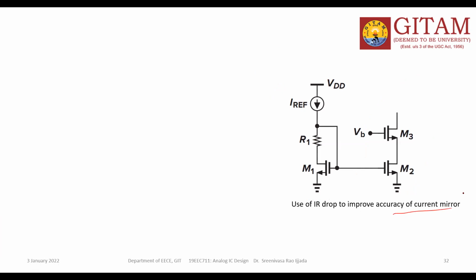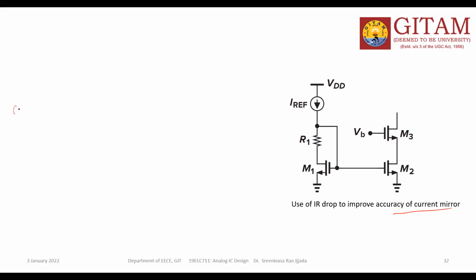So how can we improve the current accuracy of this mirror circuit? Accuracy means what? Suppose in the left-hand side branch the current is 5 milliamperes. The right-hand side also the current should be 5 milliamperes. Maybe a small change, very small lagging or leading, is acceptable. But major leading or lagging is not acceptable. That is our requirement.